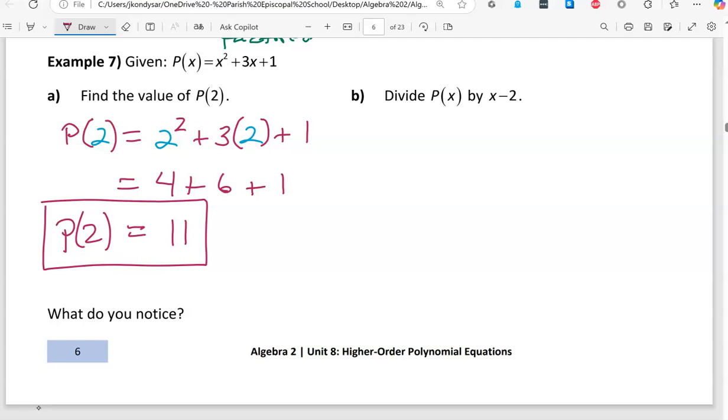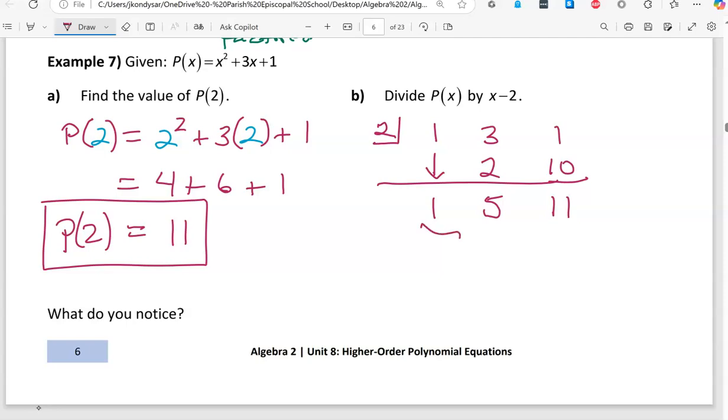In part B, a seemingly unrelated process, divide p of x by x minus 2. So if I'm dividing by x minus 2 using synthetic division, I'm going to put the 0 of the divisor, which is 2, in that box, and then the coefficients of the dividend, 1, 3, and 1, right next to it. Skip a line, bring that 1 down, 1 times 2 is 2, add that column, 3 plus 2 is 5, and then 5 times 2 is 10, and add that column and we get 11.